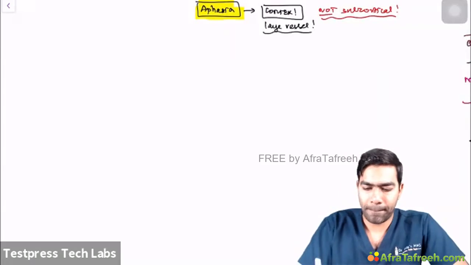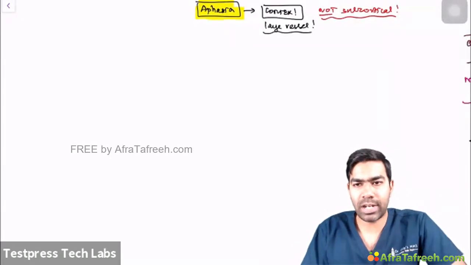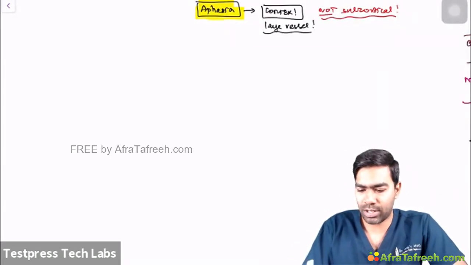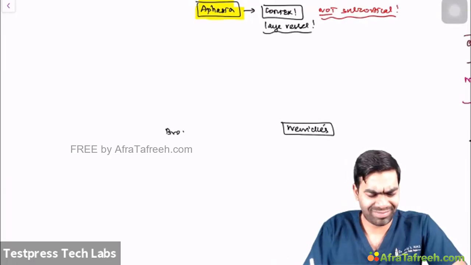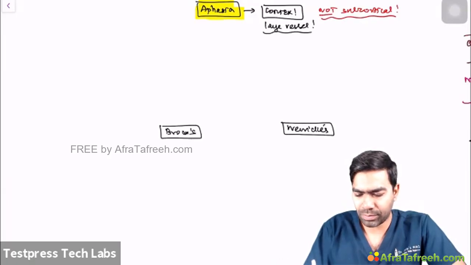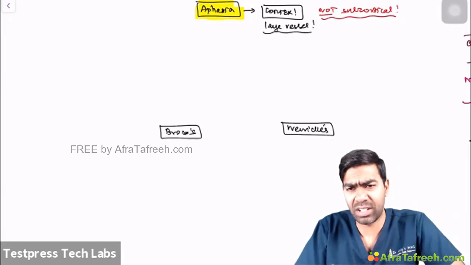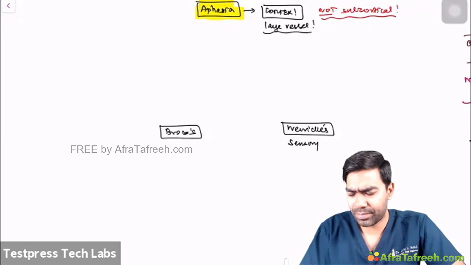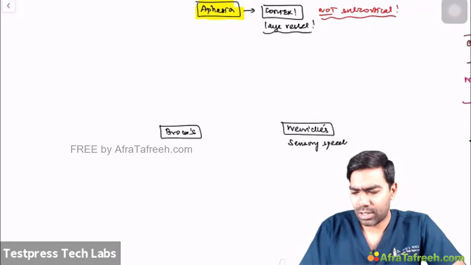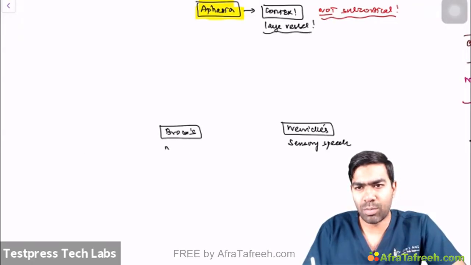Now, for producing speech and language, you know that you need 2 important areas. One is called the Wernicke's area, and you have a Broca's area. For producing speech, you definitely need these 2 areas. Wernicke's area is basically called the sensory speech area, and Broca's area is also referred to as the motor speech area.